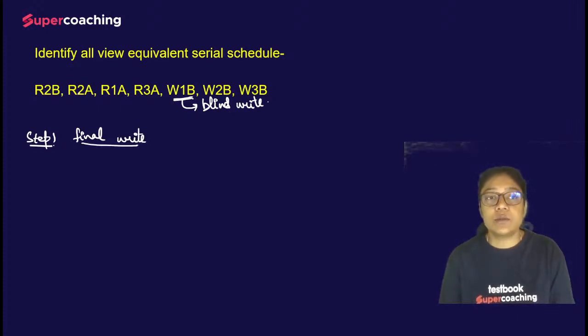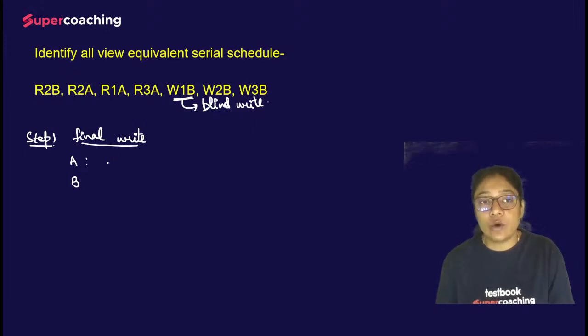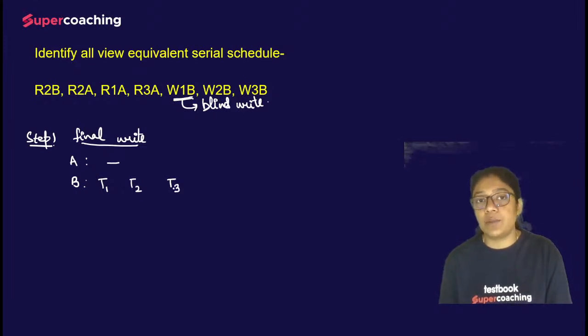How many data items do we have in the given schedule? Two data items are there, A and B. Who is writing the value of A? No one is writing the value of A. Who is writing the value of B? First of all, T1 has written the value, then T2 is writing the value of the data item B, and then T3 is writing the value of the data item B.